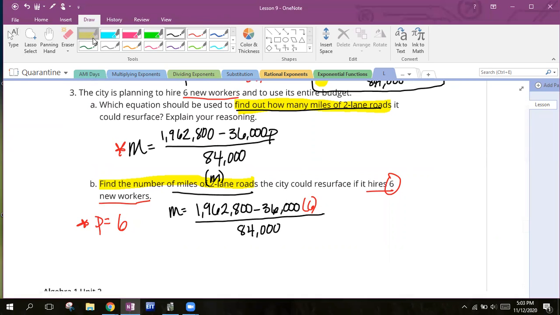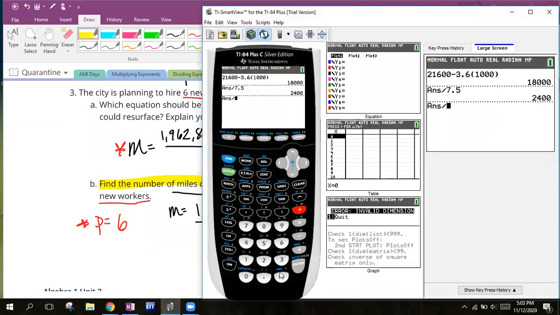Okay, because this little section right here is going to tell us how much it costs for all the new workers. We're going to subtract that off the total budget, and then whatever's left, we're going to divide it by the 84,000 that it takes to build a new road. So let's go to our calculator. Remember, I do everything in the numerator first.